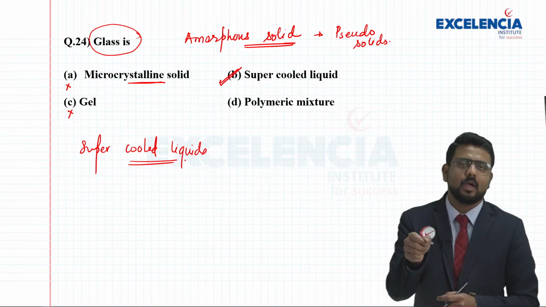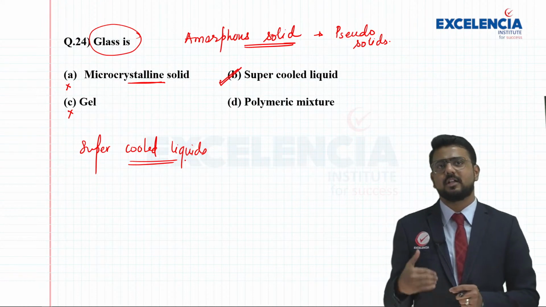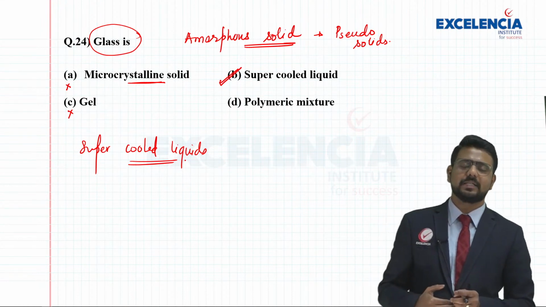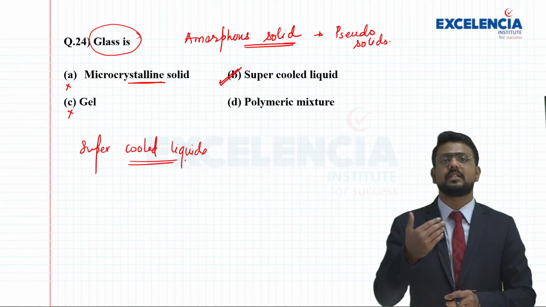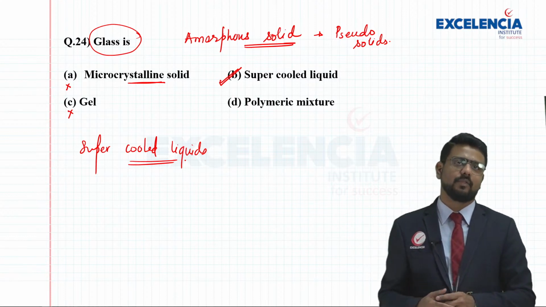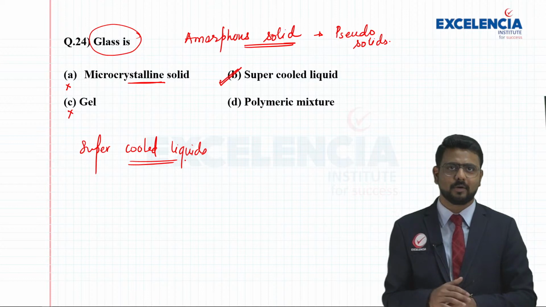Now the way the question has been asked here in terms of glass, there could be certain other questions wherein they can give you another example and they'll ask you to identify which type of crystal structure it could be, which type of solid it could be.